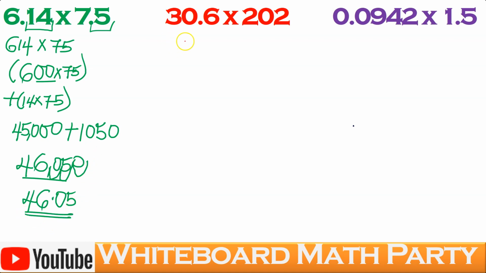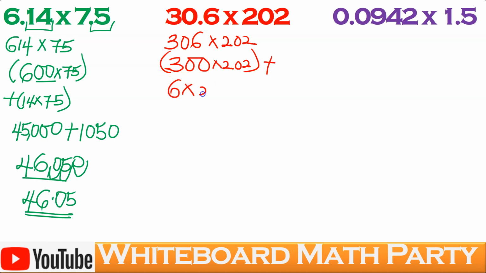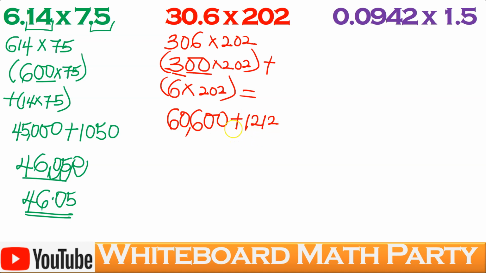To solve the second example, I'm simply going to write this as 306 times 202. So I'll multiply first of all 300 by 202. And when I get this answer, then I'll have to multiply again 6 by 202. This is easy, right? Okay, so let's work it out. My answer is 60,600 plus, now I'm going to multiply 6 by 202. The answer is just going to be double of this, which is 1212, right? So it's going to give me 1,212.